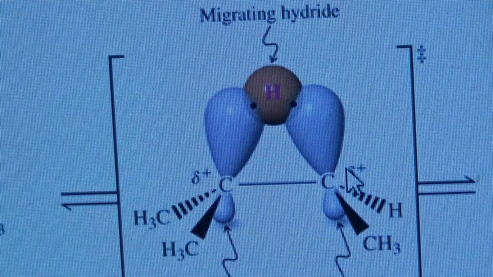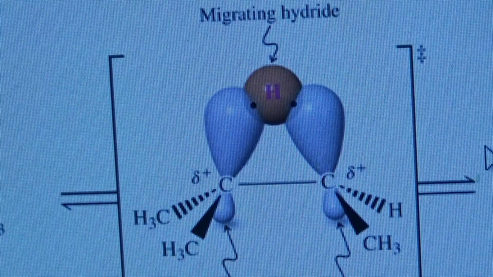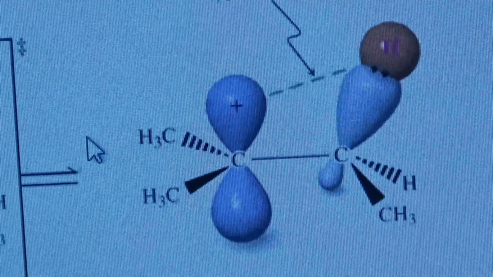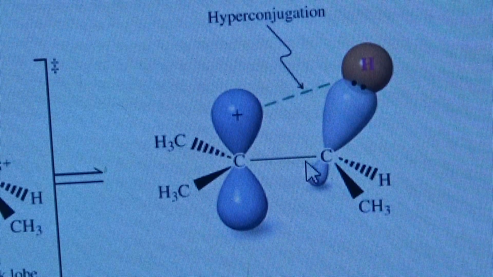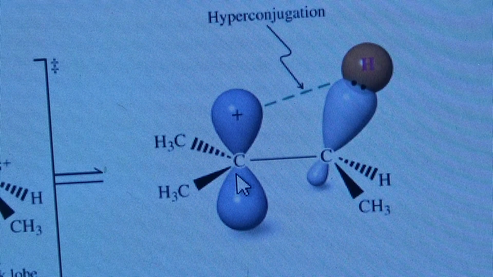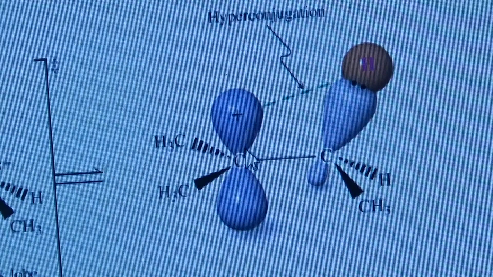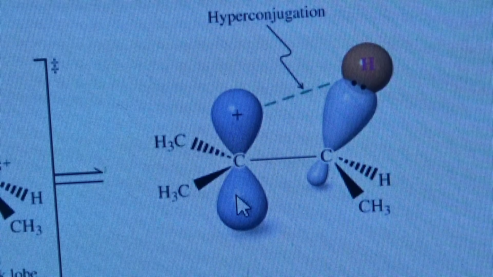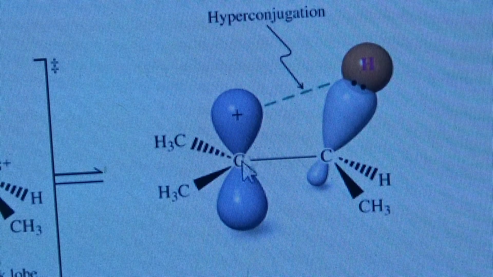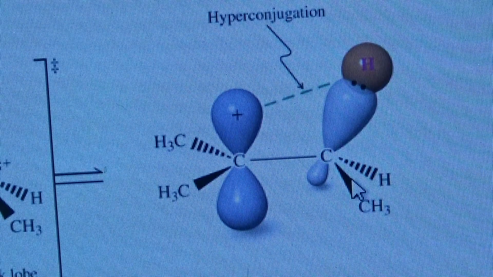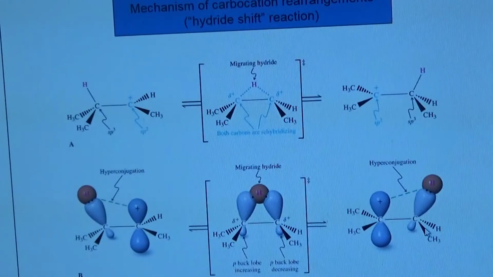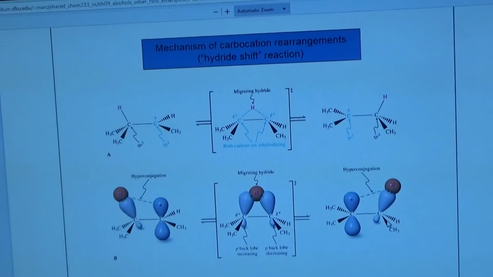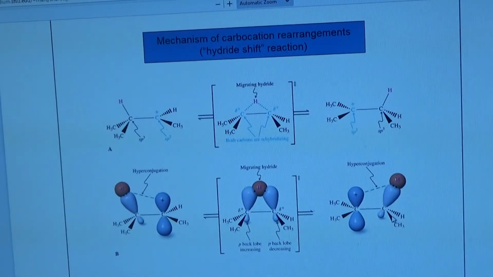so it's bridged in this transition state, and then in the end it's completely on the other carbon, and you went from a secondary carbocation to a tertiary carbocation, which is more stable. And of course, the tertiary carbocation is stabilized by hyperconjugation itself. So that shows mechanistically how this hydride shift happens, which is pretty cool.